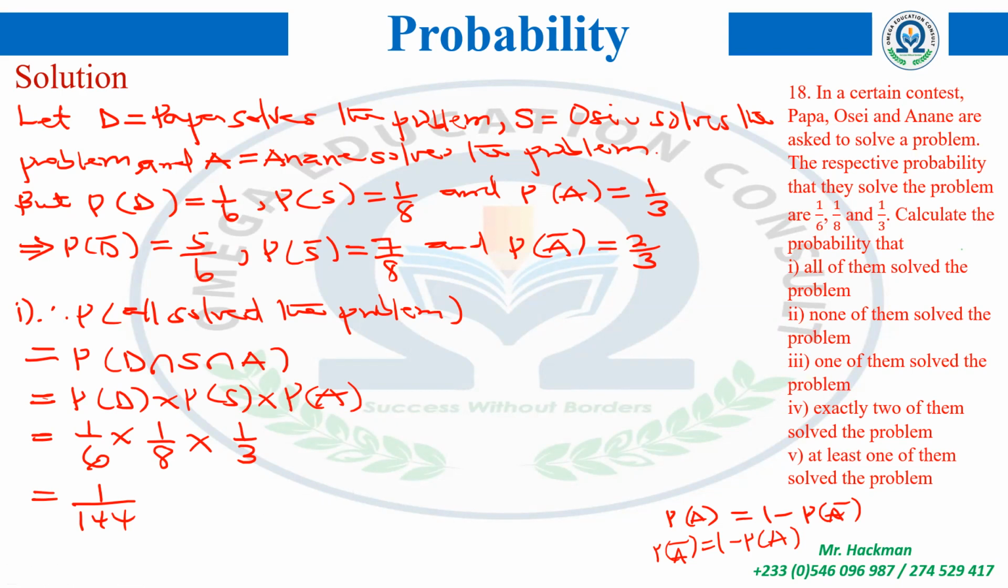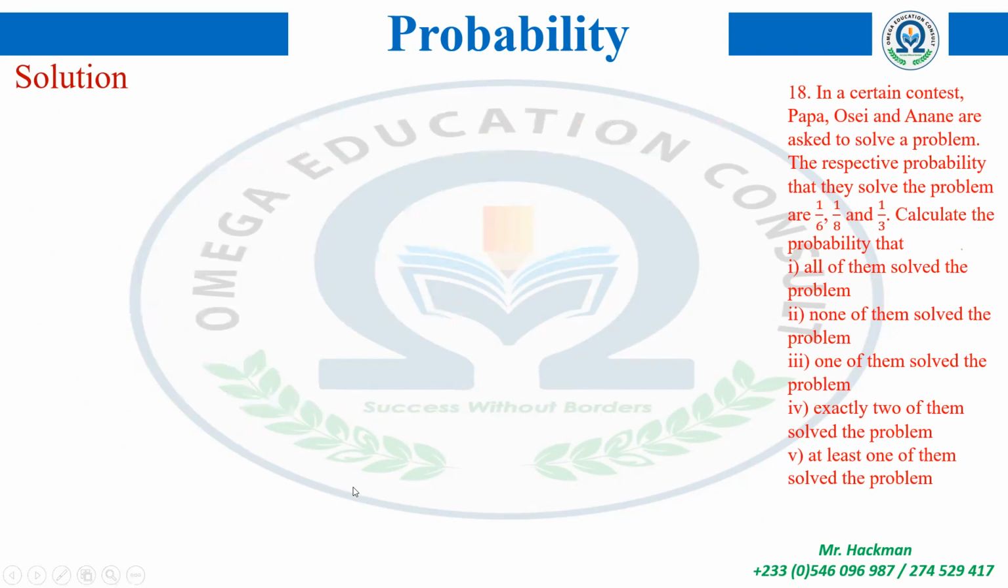So this becomes the solution to I. So let's go and look at II. II is not difficult. So go and watch the video. If your understanding is not perfect, you will get it. II, therefore, we are looking at P of none of them solve the problem. So I can just write none solve the problem.